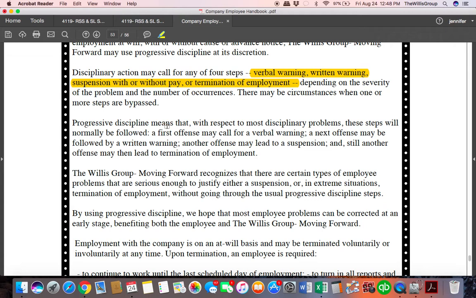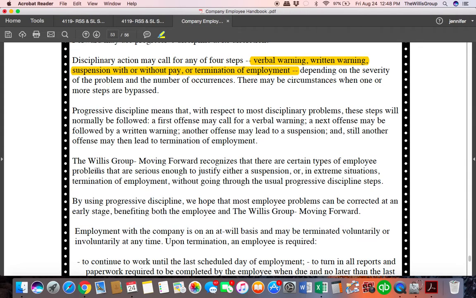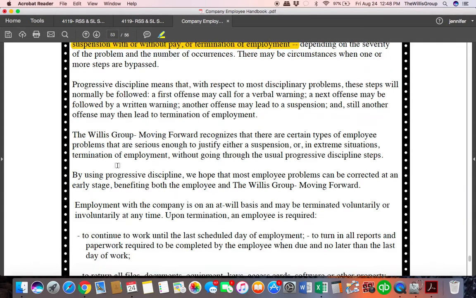So we do practice progressive discipline, and that means that with respect to most disciplinary problems, these steps will be normally followed, meaning the first offense may call for a verbal warning, a next offense may be followed by a written warning, another offense may lead to suspension, and still another offense may lead to a termination of employment. So we do recognize that there are certain types of employee problems that are serious enough to justify either a suspension or, in extreme situations, termination of employment without going through the usual progressive discipline steps. By using progressive discipline, we hope that most employee problems can be corrected at an early stage, because this does benefit both the employee and the company.